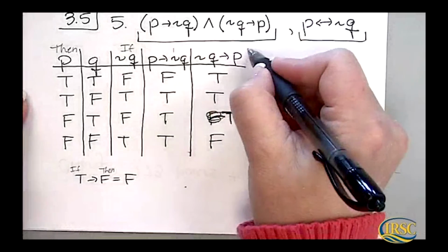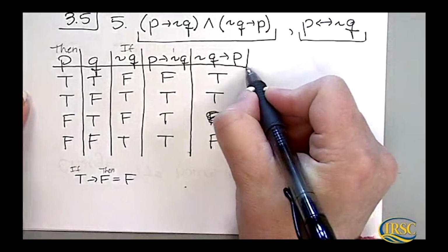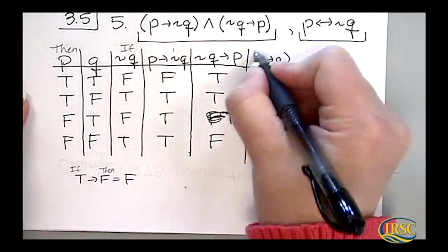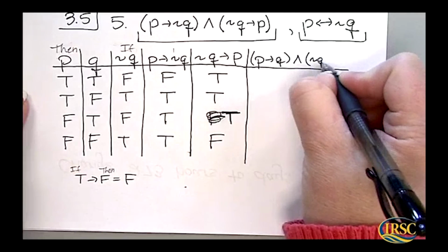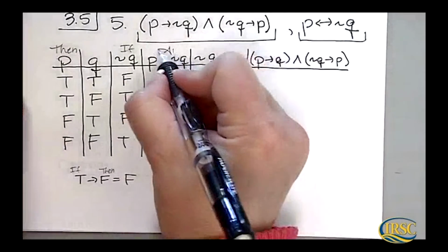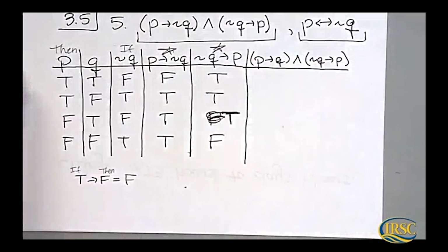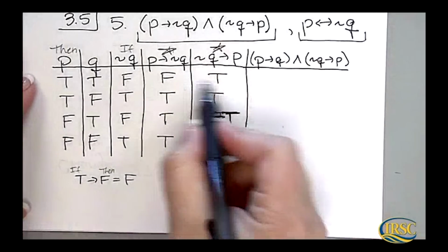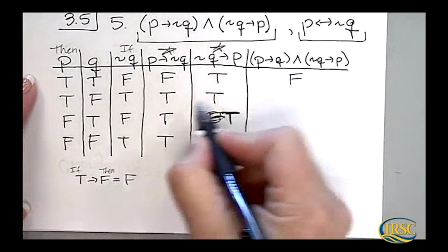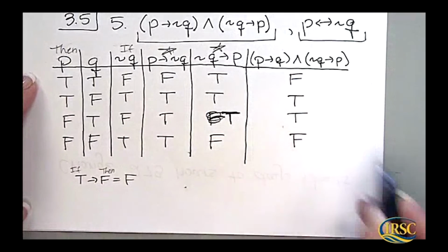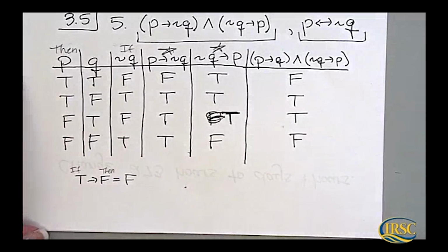Okay, now I need to do the and statement between these two. So I'm looking at this column and this column, and an and is only true when they're both true. So here we have false, true, true, false. Okay, that's the first truth table.